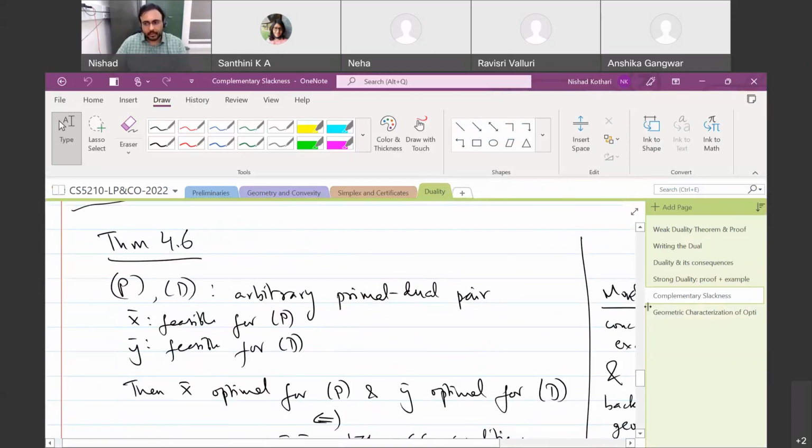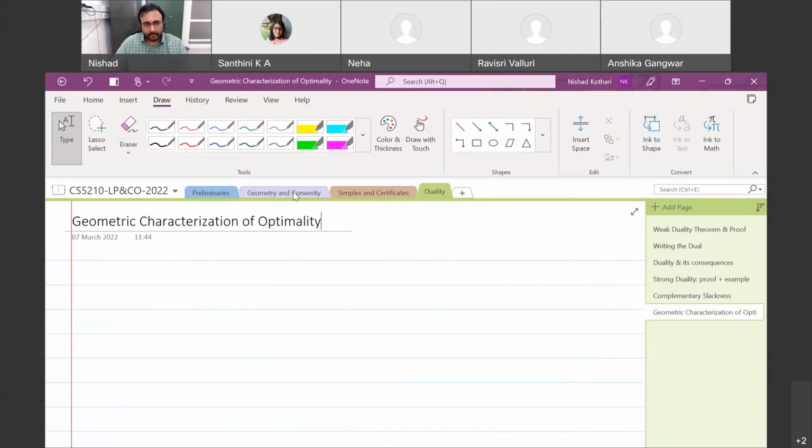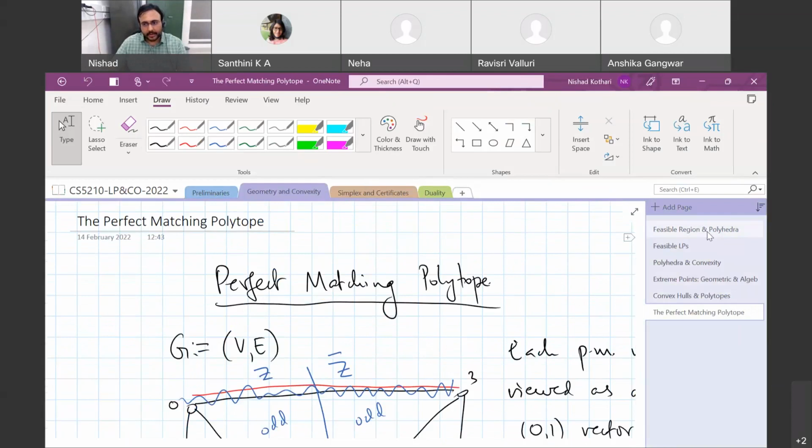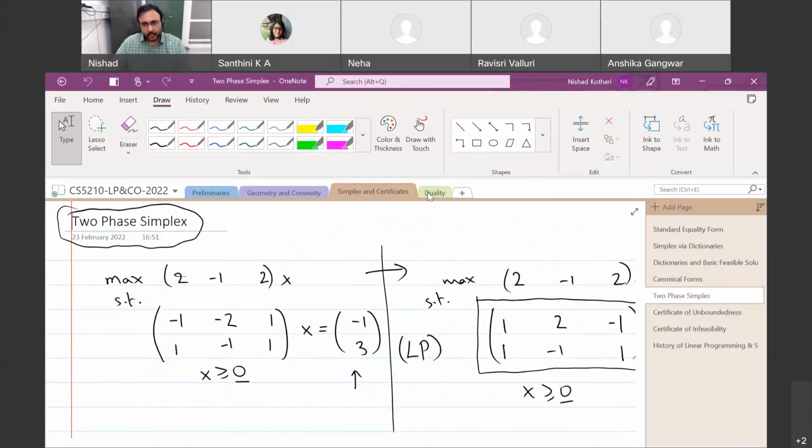I want to move to the last topic in duality, after which we'll be moving to module, what would it be? 1, 2, 3, 4, 5, right? So this will be the last topic in module 4. Remember, how did we start with linear programming? We started from geometry and convexity. In particular, we started with the feasible region, and we noted that the feasible region of any linear program is a polyhedron, right? And then we went on to simplex, certificates, duality.